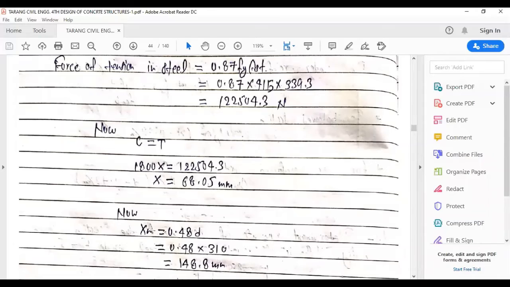Now the maximum depth of neutral axis xm. And for Fe415 steel, the value of xm is 0.48 d. So putting the values here, 0.48 multiplied by small d is 310 effective depth. It is given in the question. And the value of xm comes out to be 148.8 mm.